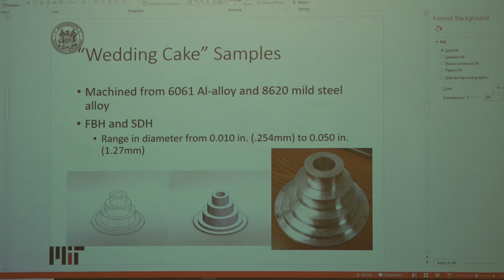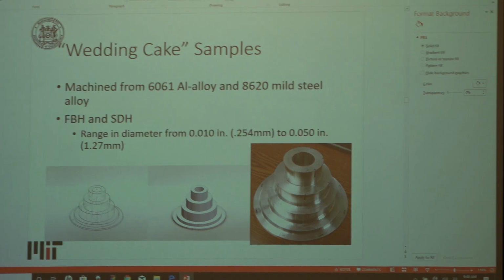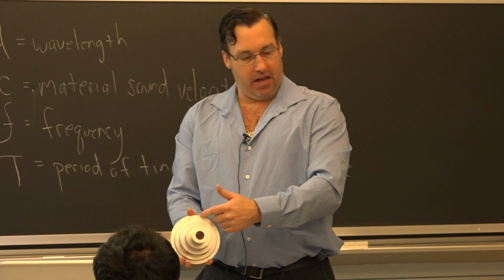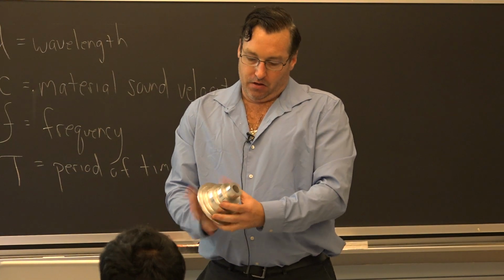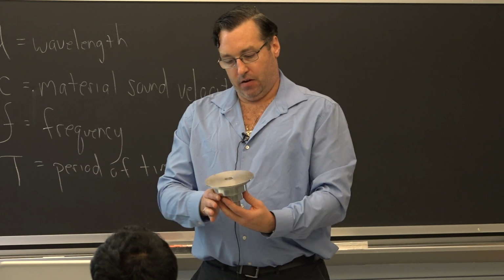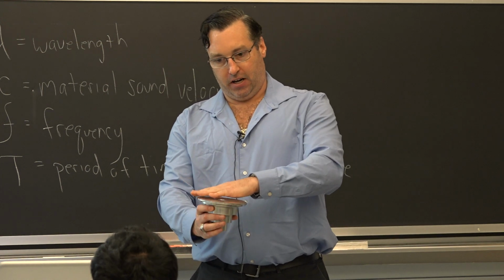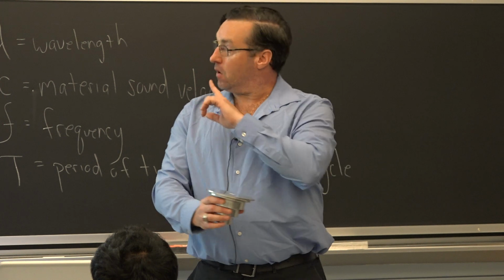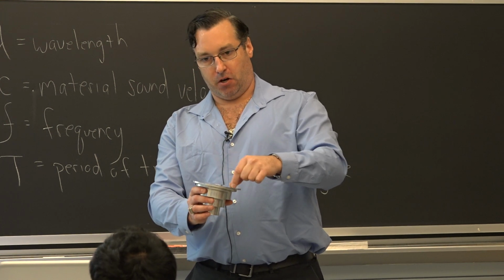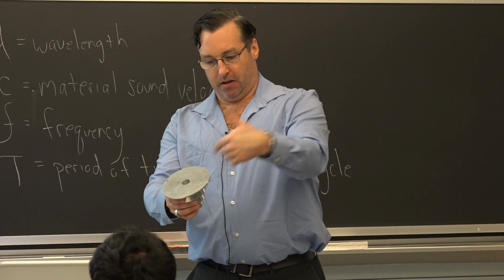These samples here are referred to as wedding cake samples. There are multiple flaws on multiple layers, and you can see these were laser drilled in. These are flat bottom holes. These are what's known as side drilled holes. For the ultrasonic technique, you put the probe or wedge on the surface, and it can go through at different angles.